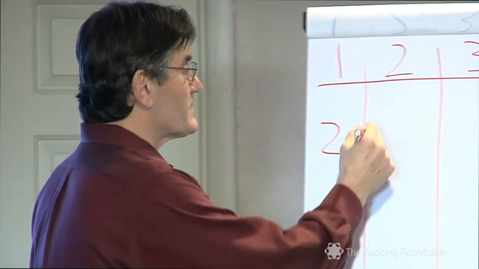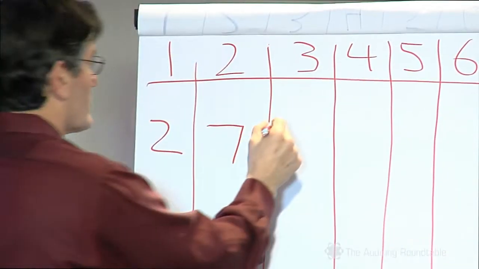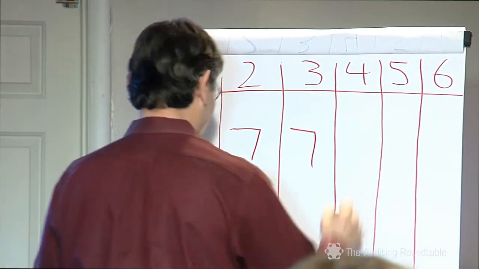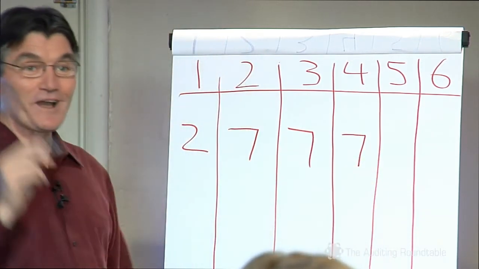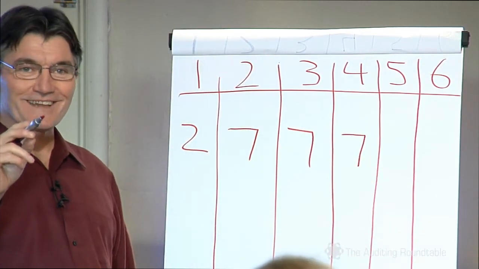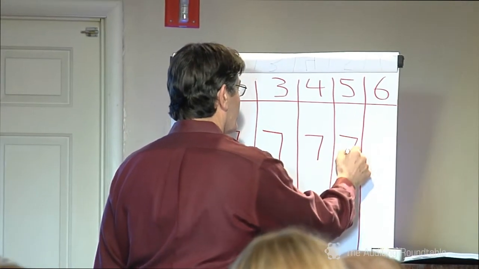Team number 2, what did you come up with? 7. Look at the original 7. Team 3? 7. Team 4? We also have the right answer of 7. We agree with them. Are you copying off each other's paper? Is that what you're doing? Team 5? 7. And Team 6? 7.